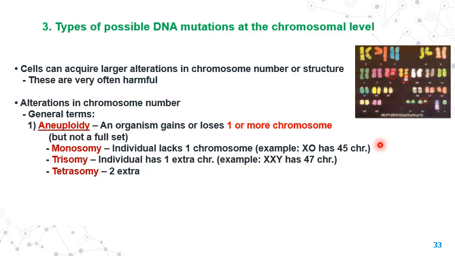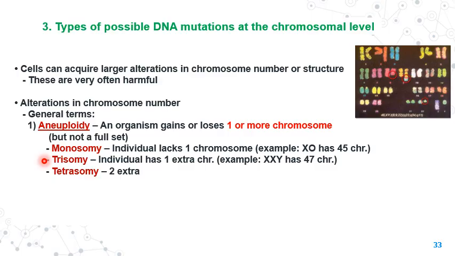So usually they have certain characteristics. They have short stature, and they do not develop very good secondary sexual characteristics. You have a lot of issues that are involved with this type of mutation.